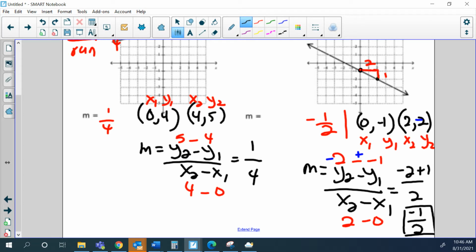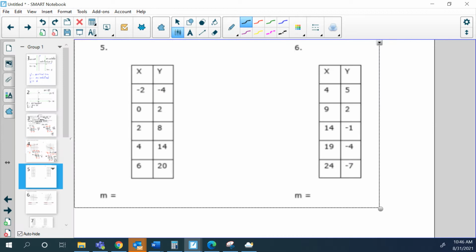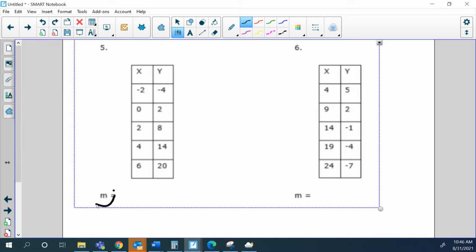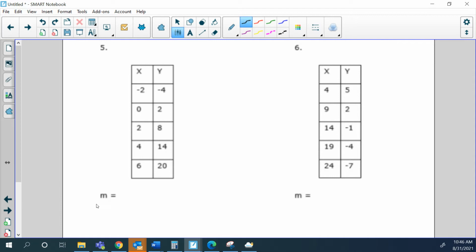All right, let's move on to this one. This one asks you to find the slope. Again, it's the same process, guys. I'm just going to do number 5, and you guys can do number 6 by yourself. All right. They want to find the slope. Some folks, they saw m and they were trying to find the y-intercept. No, it's the slope they asked for.